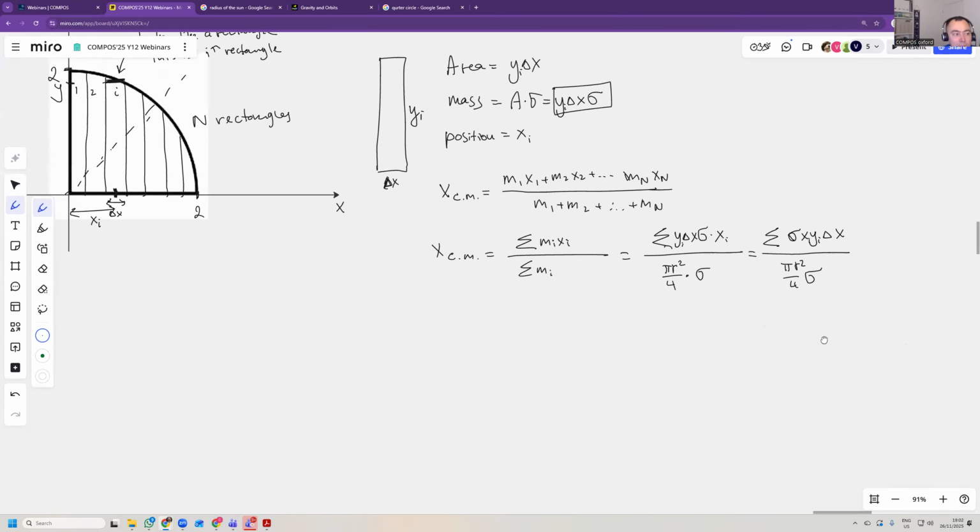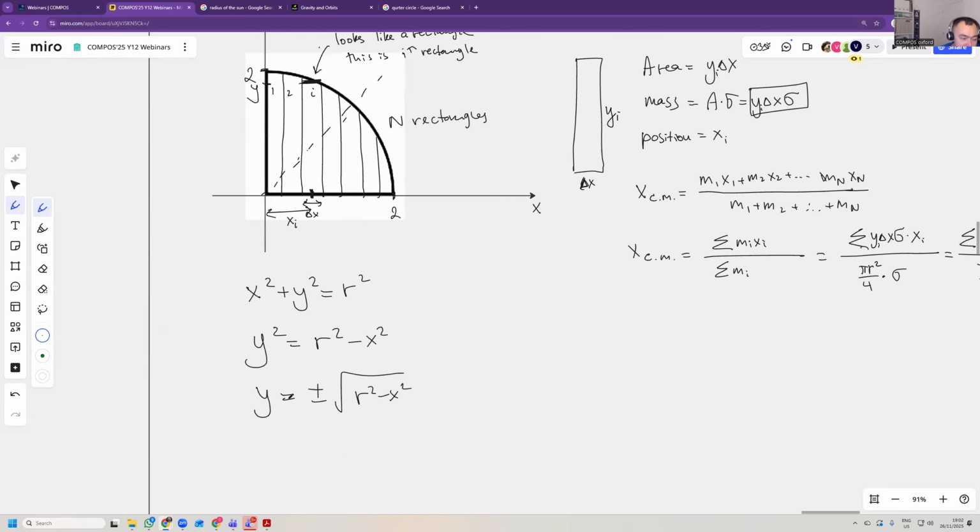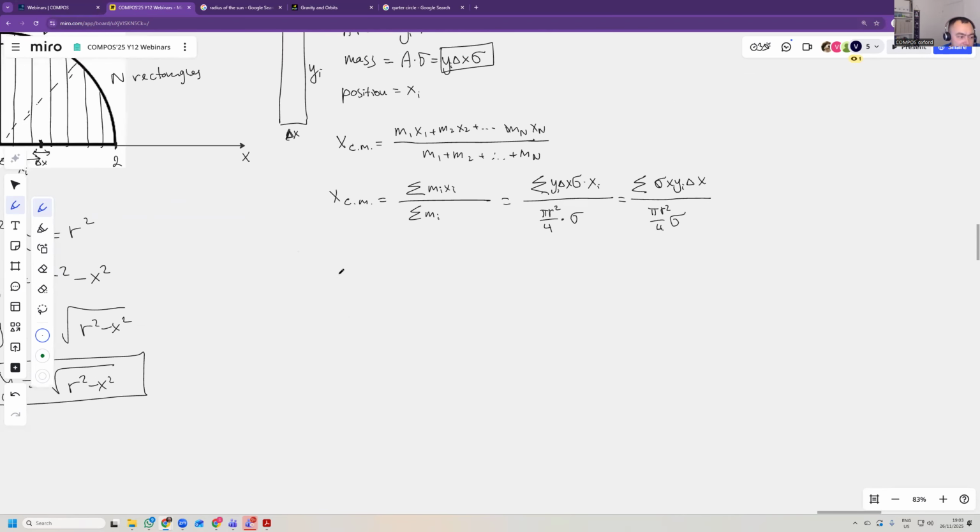Now let's remember this is a circle, right? The equation of a circle is x squared plus y squared is r squared, small r squared. So y squared is r squared minus x squared. So y is plus or minus the square root of r squared minus x squared. I don't need the minus because y is positive. So y is the square root of r squared minus x squared. So I plug that into here.